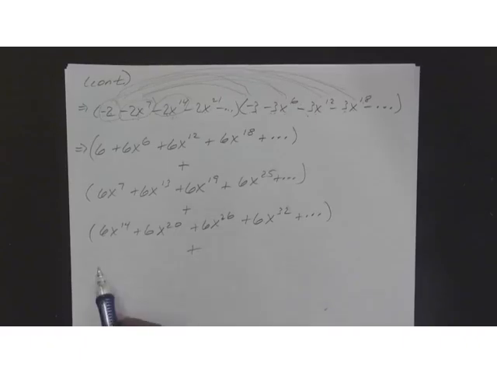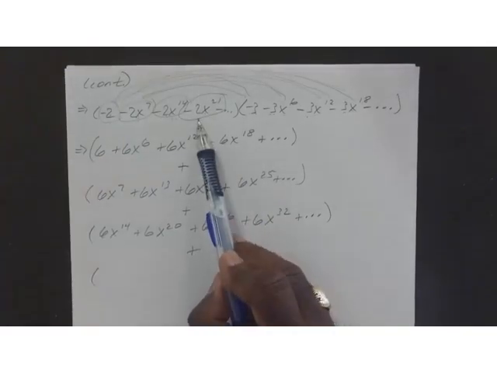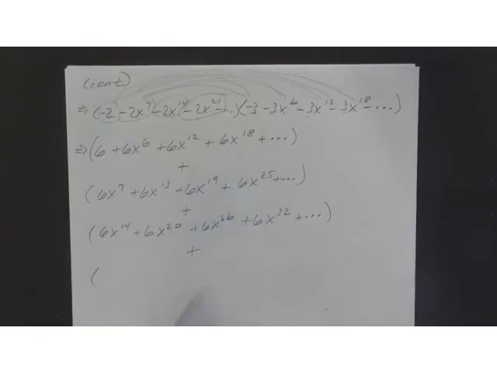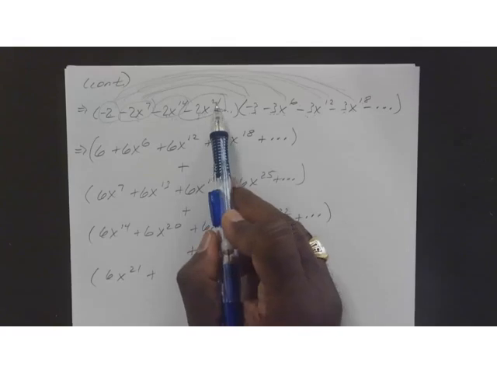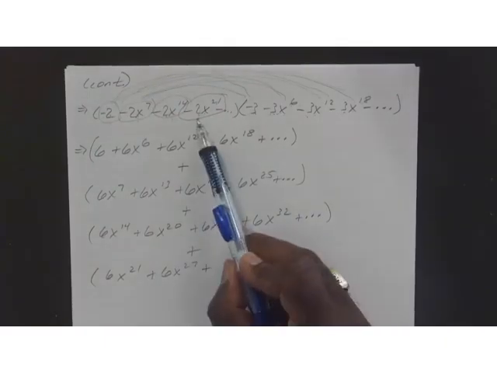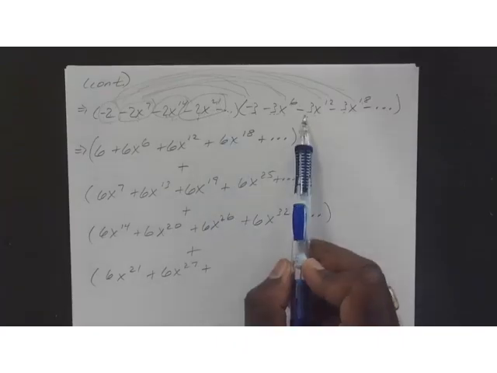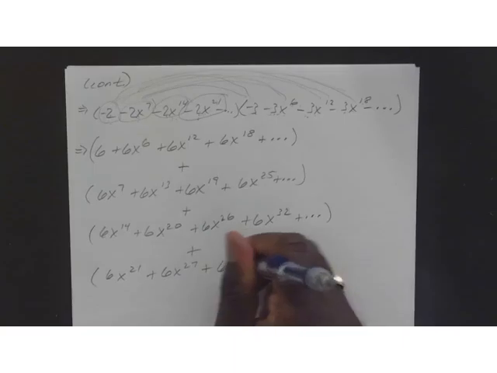Okay, plus, and we do the same thing for this very last one. We have -2x to the 21st power times -3, which is +6x to the 21st power, plus -2x to the 21st and -3x to the 6th is 6x to the 27th power, plus -2x to the 21st times -3x to the 12th, that's 6x to the 33rd power. Make that 33 a little bit neater than that.